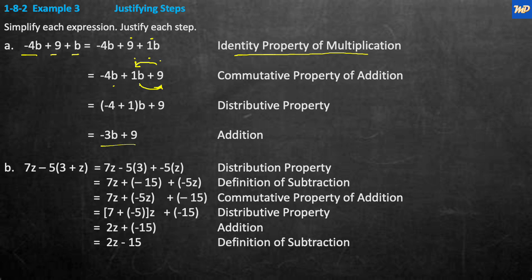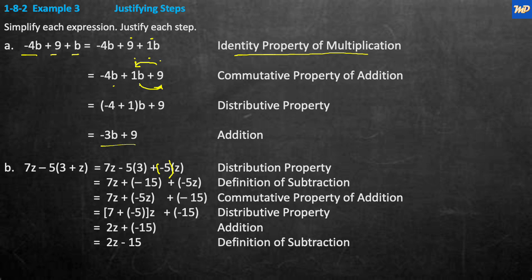The first thing I think we'll do is we'll use the distributive property to multiply the negative 5 through the quantity 3 plus z. So we get negative 5 times 3 plus negative 5 times z, distribution property. So now I have 7z plus negative 15 plus negative 5z.